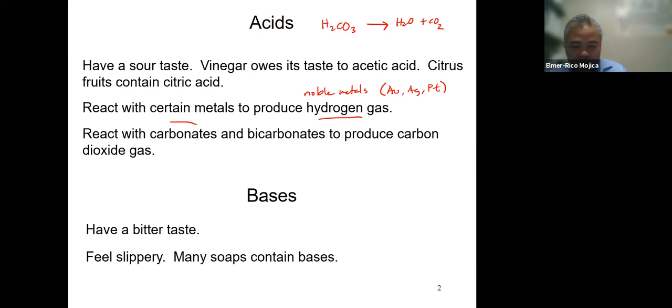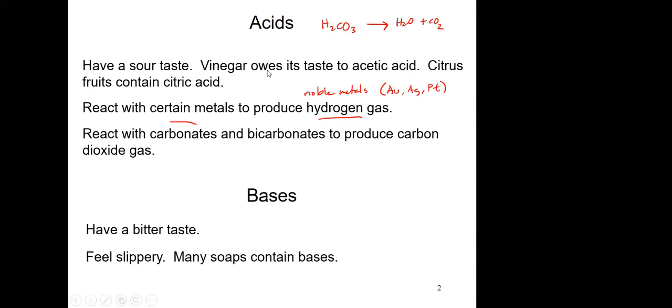Most of the food that we eat, are they acidic or basic? Anyone? What can you say about the food that we eat? Are they mostly acidic or basic? What do you think? Acidic?